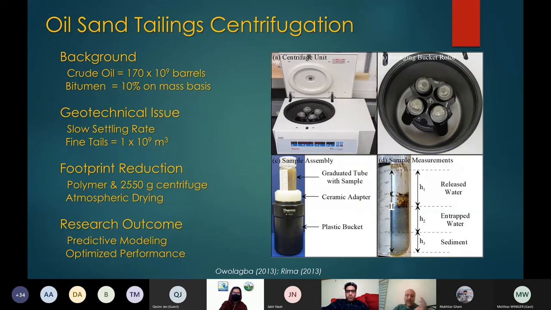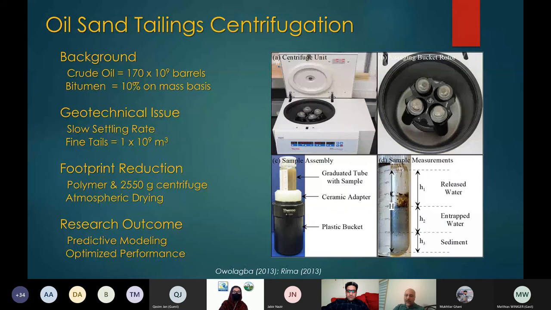So overall, a combination of centrifuge followed by thin lift drying really works, at least in the oil sand business. It's a lot of loose sludge that needs to be taken care of. But in the process, because so much water is used, as I mentioned, 2 barrels of water per barrel of oil, that water, if we can basically bring it back to the system, can then be reused to process more oil sand material.